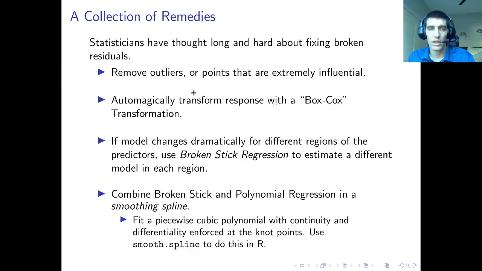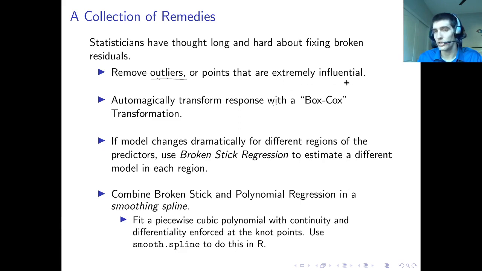Okay, this slide is mostly a literature review slide. Statisticians have thought long and hard about fixing broken residuals. There are many ways to do it. One way is to look at points that are extremely influential or outliers. These are not synonyms. They actually mean different things, and we'll talk about that. Outliers are a univariate concept. If you have extremely large x values or extremely large y values, you can throw them out as a way to say, these are not indicative of the trend I'm trying to predict.